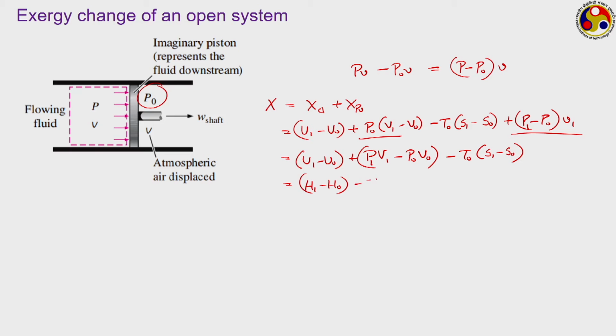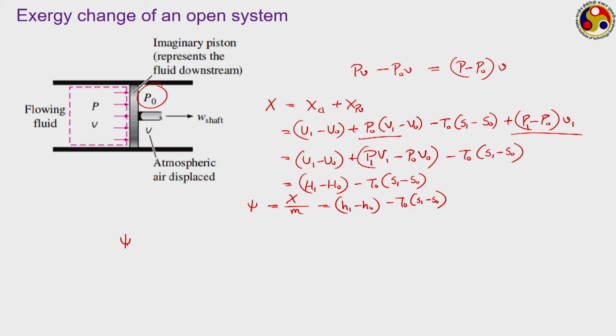plus or minus T naught into S1 minus S naught, and generally we use the symbol psi to represent exergy of an open system per unit mass, which is capital X by m for this open system, that is small h1 minus h naught minus T naught into S1 minus S naught. And here we are talking about a simple compressible system which does not have any kinetic or potential energies, but if the system is having kinetic and potential energies, you have to add the kinetic and potential components to that one also. Quite similar thing you have to do for the closed system as well.